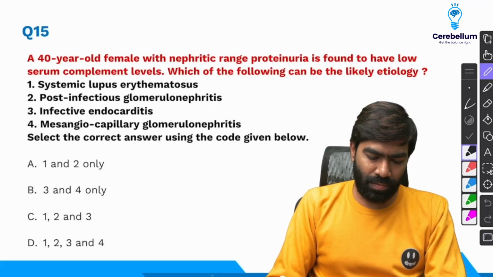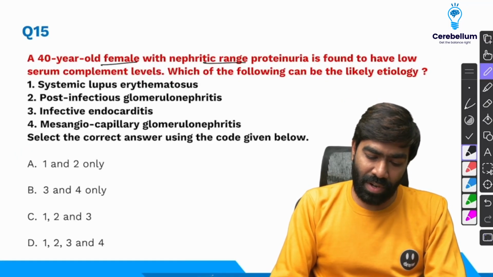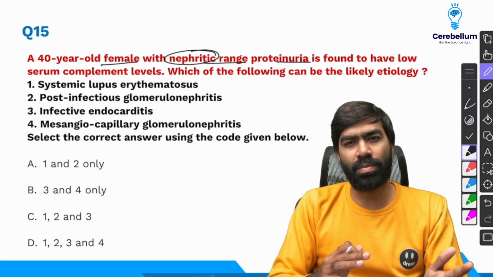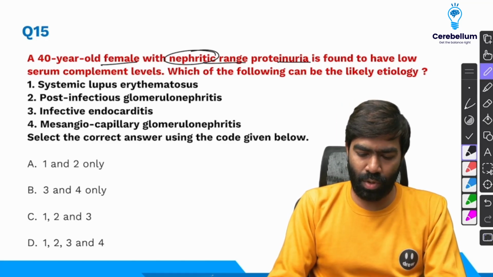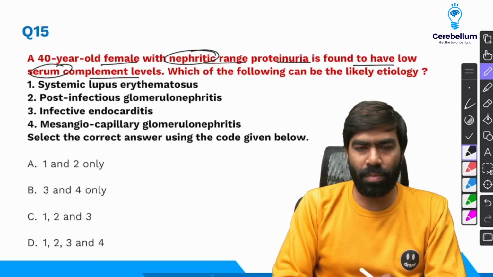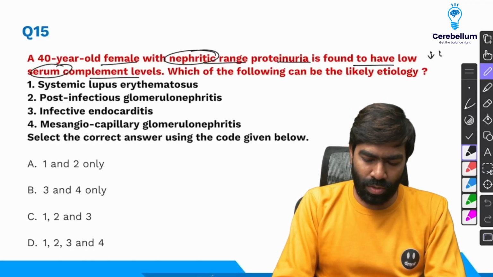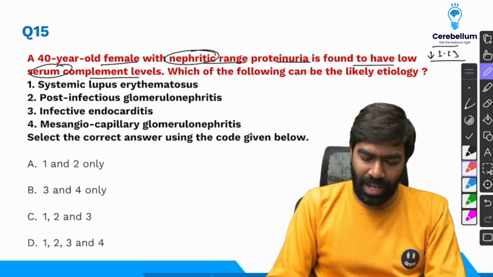Move to the next question, 15th question. A 40-year-old female with nephritic range, not nephrotic, proteinuria. Nephrotic means more than 3.5 grams proteinuria. Nephritic means somewhere around 1 to 2 grams per day proteinuria. She is found to have low serum complement levels. Typically, they're talking about low serum C3. Which of the following is the likely etiology?